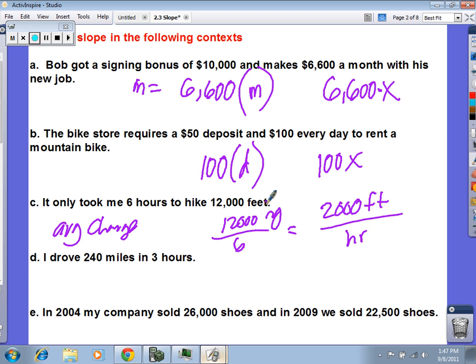This is your Y. Y is always on top. X is always on bottom. Now look at this. Write a little note here. Put a star. X is always time.